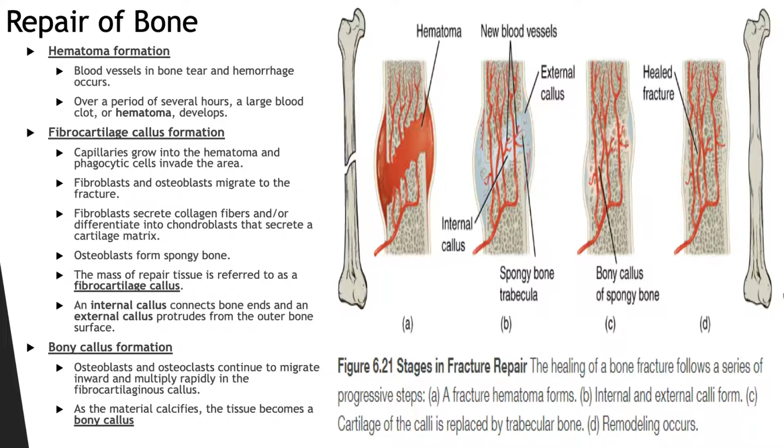From there, you'll have bony callus formation. In bony callus formation, osteoblasts and osteoclasts will continue to migrate inward and multiply rapidly in the fibrocartilaginous callus. And then as this material calcifies, the tissue becomes a new bony callus.